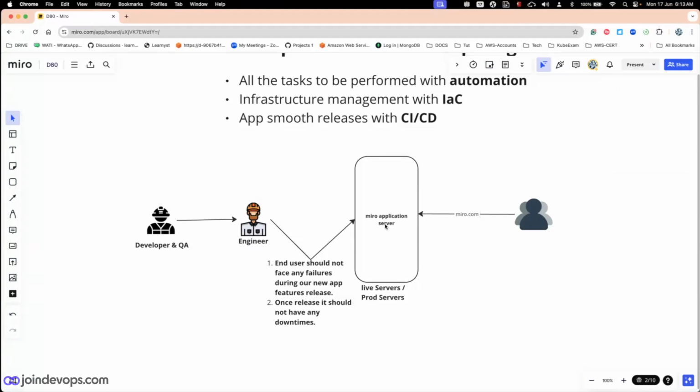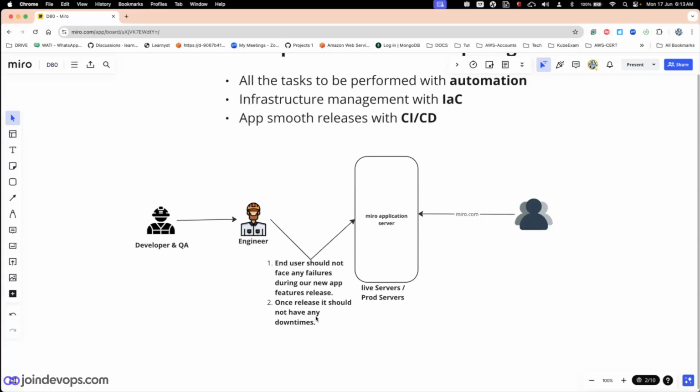Now, once it comes to live also, we need to ensure it is running 24/7 without any issues. That is also your job, by the way. So your practices, your methods should allow you to do that. That is the overall idea. So these are the two roles and responsibilities.